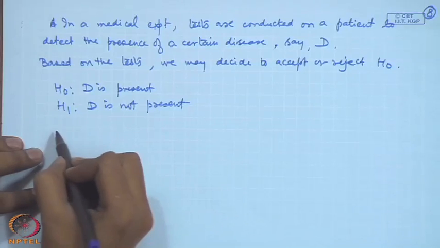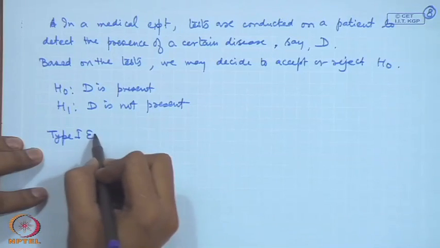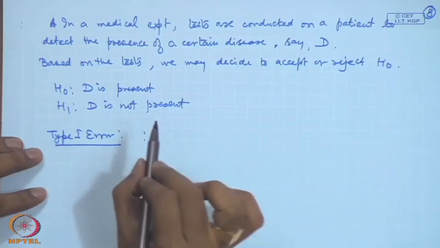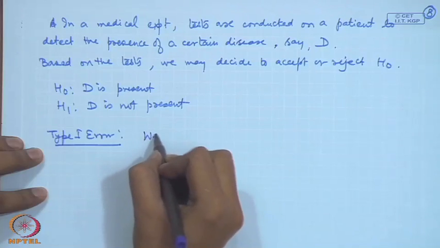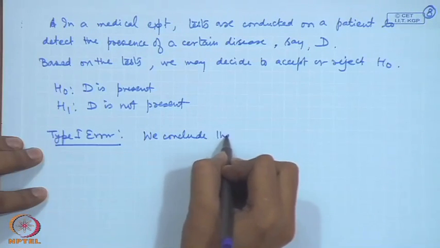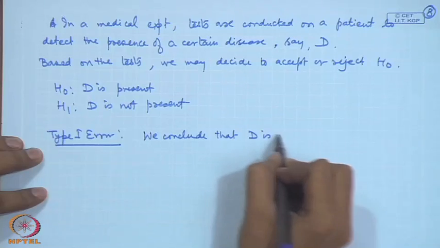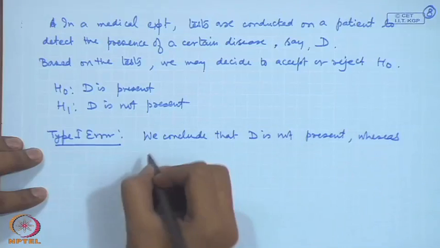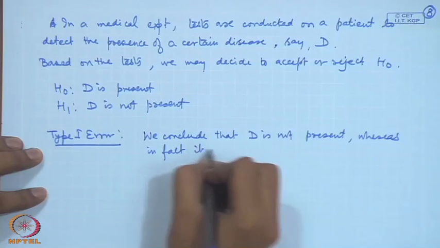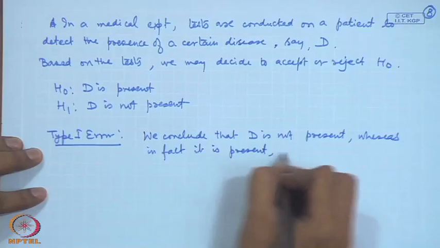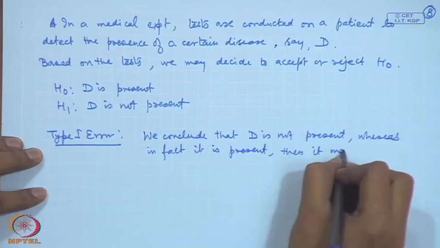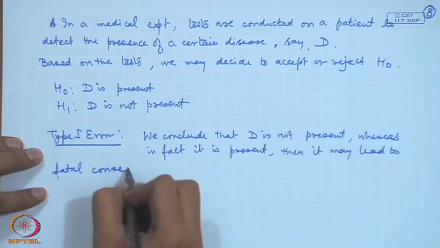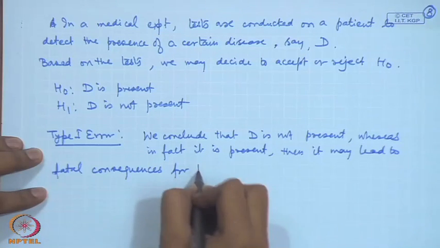Now, what are the consequences? If you look at type 1 error, that means we are rejecting H naught, that is, we conclude that D is not present, whereas in fact it is present, then it may lead to fatal consequences for the patient.